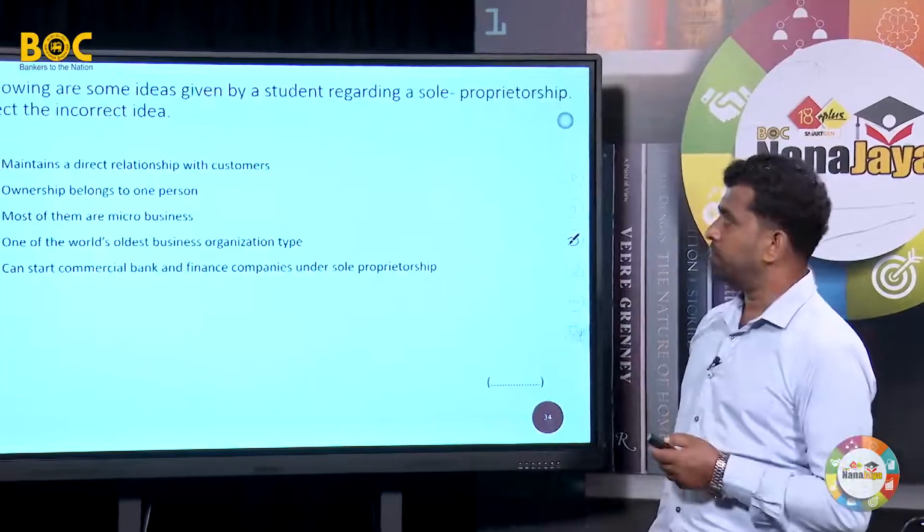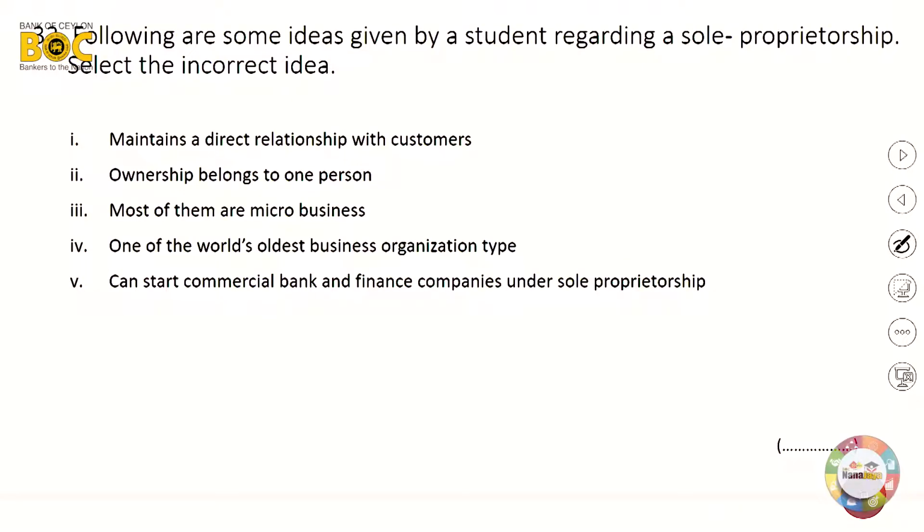Question number 33. Following are some ideas given by a student regarding a sole proprietorship. Select the correct idea. Maintains a direct relationship with customers. We can consider it as a correct one. Ownership belongs to one person. Sole trader is the one and only owner. Most of them are micro businesses. Relatively, most small scale businesses are sole proprietorships.